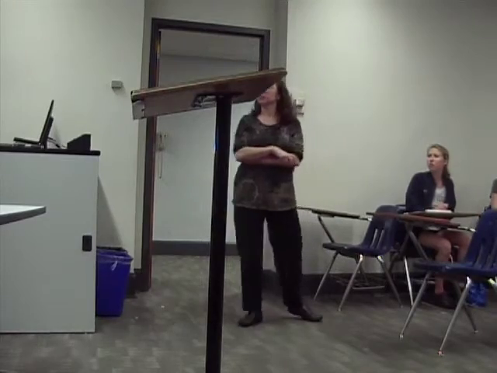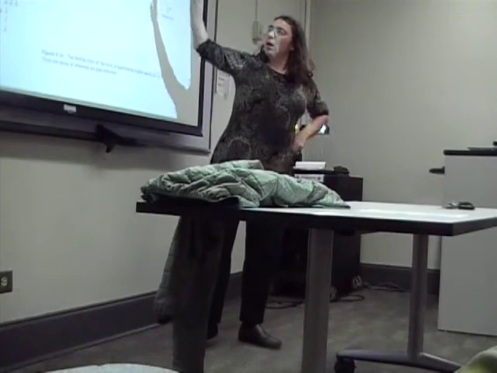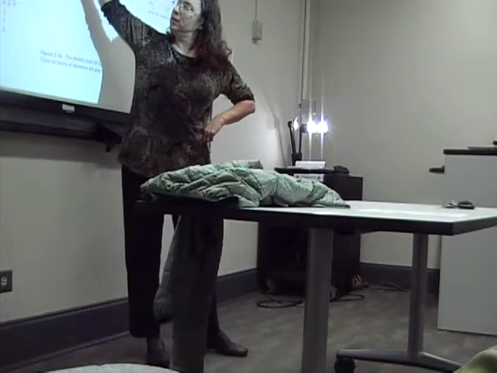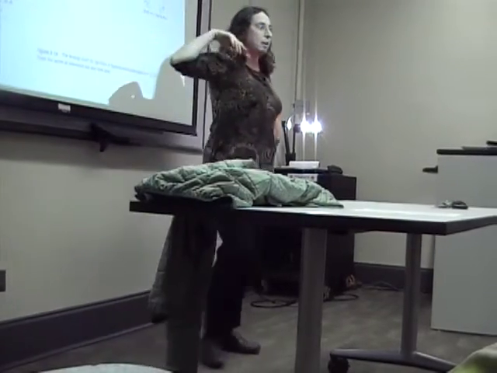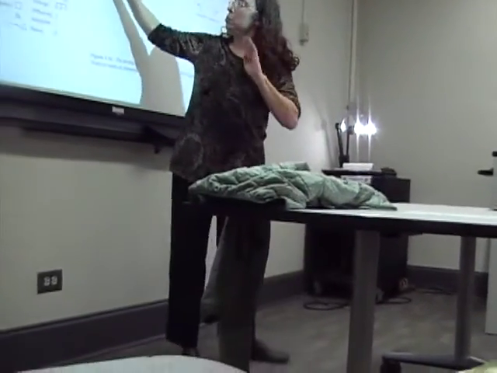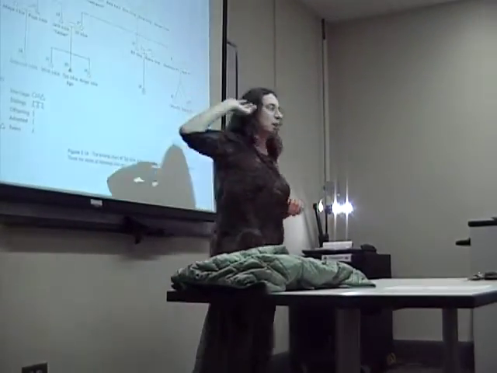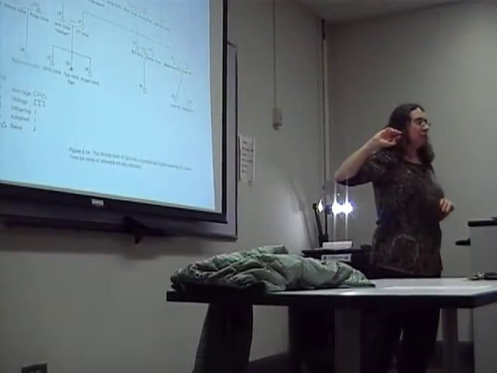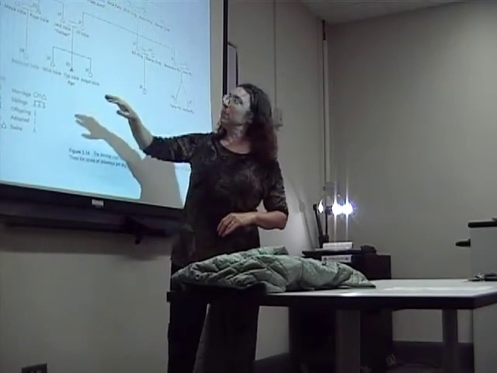What is the symbol for a male family member? Triangle. Yep. Okay, female's circle. A line connecting people over the top is a sibling relationship. A line connecting people going up and down is a parent-child relationship.